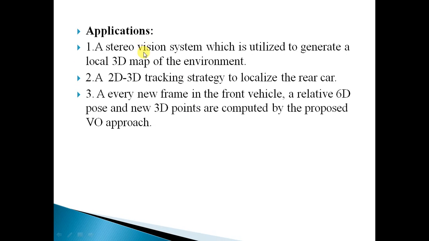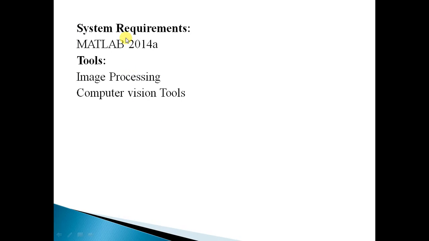The applications of this project are, it will be a stereo vision system, and it helps us to generate a 3D map of the environment, and it produces a 2D-3D tracking strategy to localize the rear car. In every new frame of the front vehicle, a 3D pose will be produced, and a 3D computed pose will be produced with the approach of visual odometry. A relative 6D pose will also be generated in every new frame. The system requirement for this project is MATLAB 2014a, that is matrix laboratory, and the tools used in this project are image processing and computer vision tools.